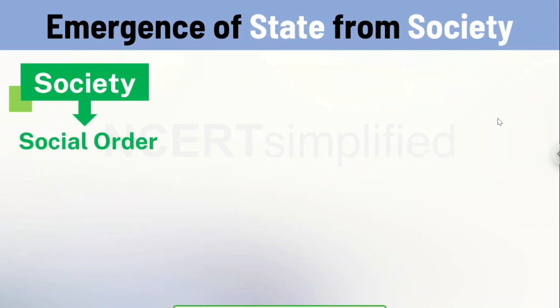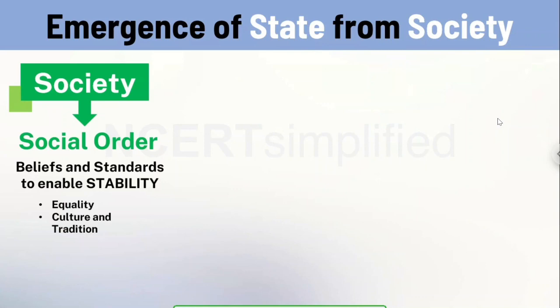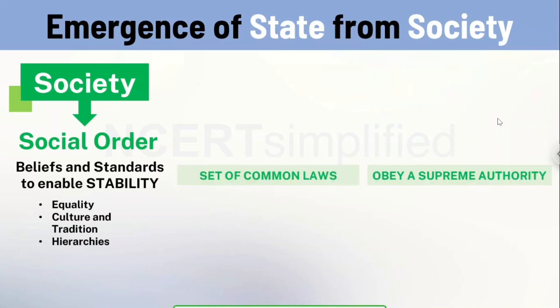Okay, so society. We want to maintain social order in society. That's a perpetual task of people in society. What is social order? It's basically beliefs and standards that enable stability in society. What kind of beliefs and standards? Like equality amongst all, or culture and tradition, or hierarchies. These are all beliefs, norms, and standards in society. And in order to maintain them, in order to make sure they don't collapse or go in vain, we tend to create common laws and we obey a supreme authority to make sure these beliefs and standards are upheld. And thus, when we do these two things, we create a government and we create sovereignty within ourselves, and that's how a state is formed in society.